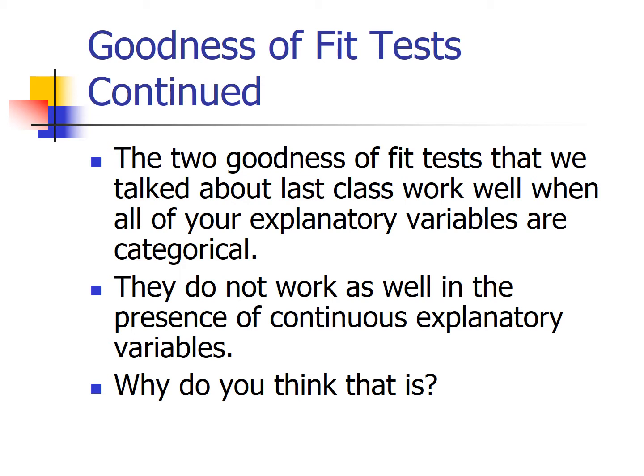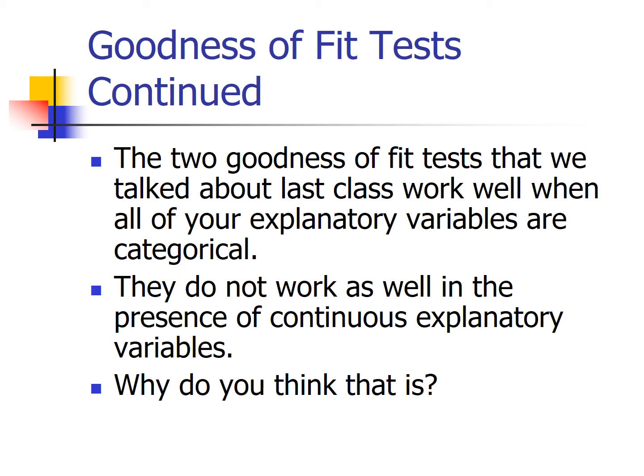So we talked about two goodness of fit tests, right? Do you remember their names? Exactly, the Pearson test and the deviance test. And we talked about how they work well when all of your explanatory variables are categorical. They do not work well in the presence of continuous explanatory variables. And the reason why harkens back to those sample size requirements.